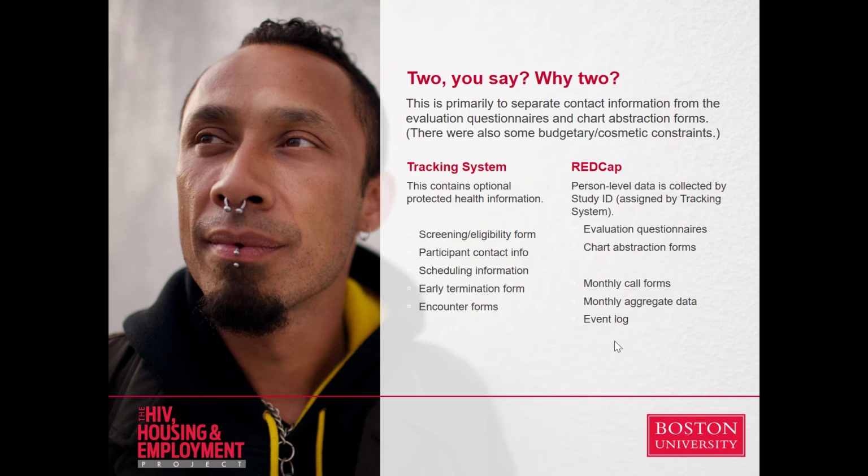The REDCap system is a separate system which is used to collect the evaluation questionnaires and the chart abstraction forms. It's also used to collect some of the more general aggregate data that we collect on a monthly basis, including information about site calls, about events that your site may be holding for participants as groups, and monthly aggregate data from your site.